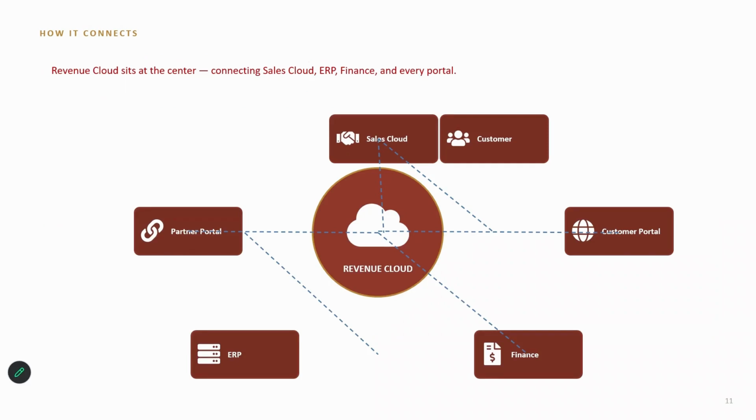Here, the diagram shows how Revenue Cloud connects with the different business systems. At the center is Revenue Cloud. It connects with Sales Cloud, ERP systems, finance, customer portals, partner portals. Instead of data moving manually between systems, Revenue Cloud acts as a central platform where everything stays connected.